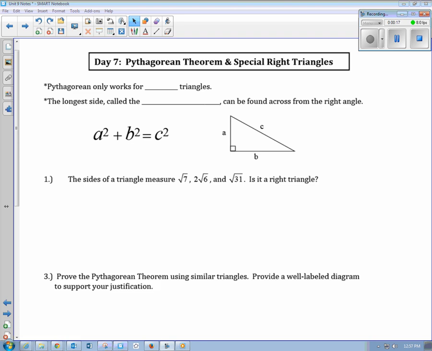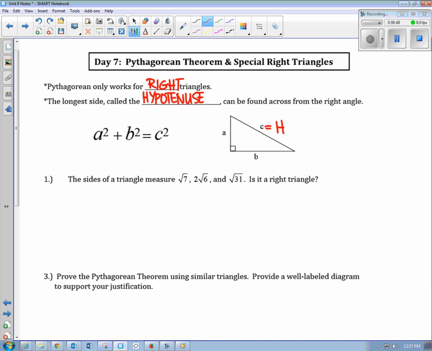So based on what you already know about the Pythagorean theorem, you know that it only works for right triangles. If you do not have a right angle in your triangle, it's not a right triangle, and you cannot say that you are doing a squared plus b squared equals c squared because you would not have a hypotenuse to put in for c. The a and the b in the formula are completely interchangeable, but the longest side, which is called the hypotenuse, also found across from the right angle, has to go in for c.